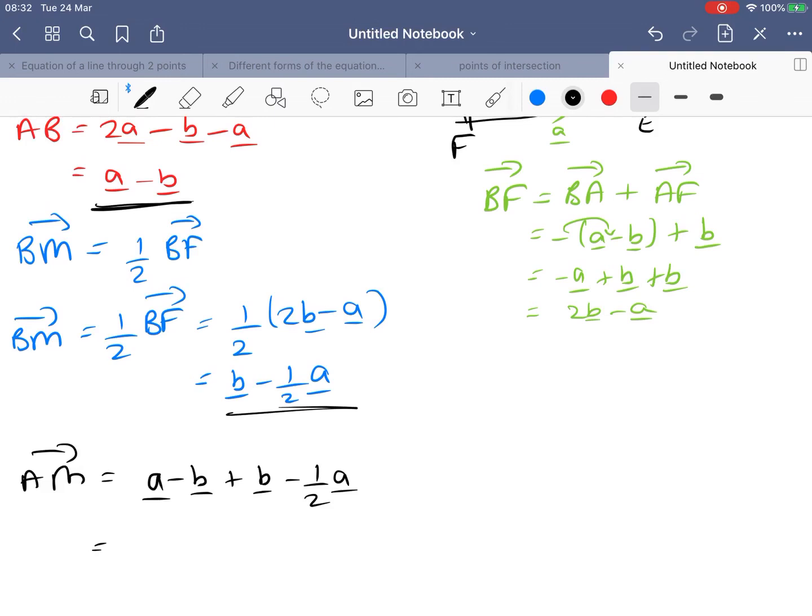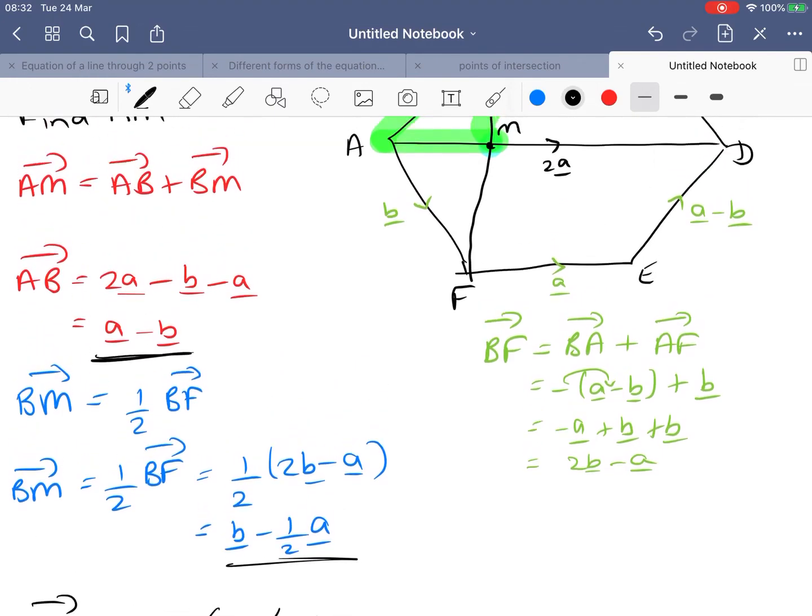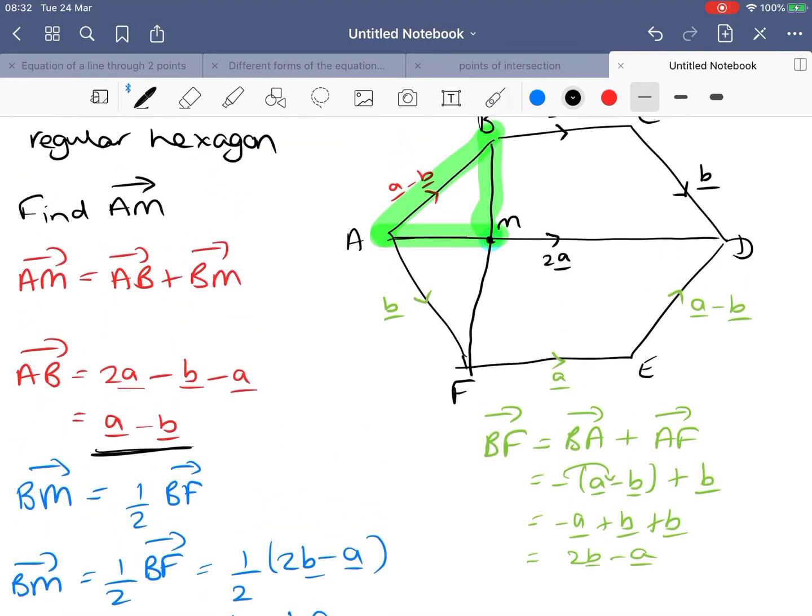So I've got take away B, add B, so they disappear. I've got an A minus a half of A. So my answer is a half of A. And that makes perfect sense because we know it's in the direction of A, so it has to be some multiple of A. And what it's told us is this point M effectively is a quarter of a way down the line A to D. So from here to here is a half A.